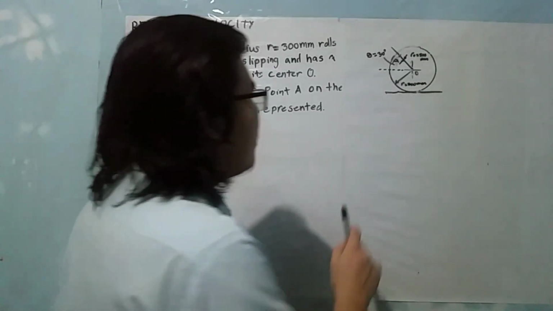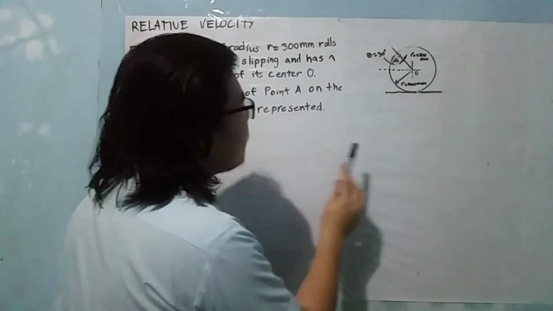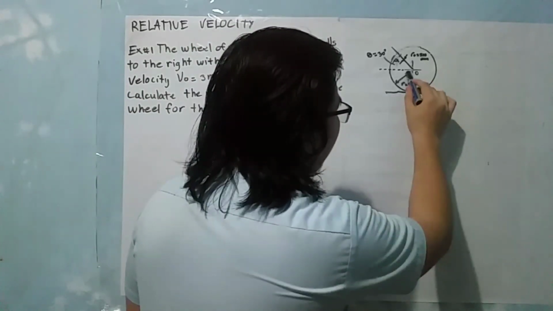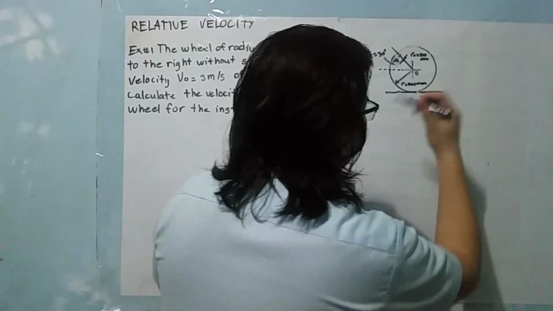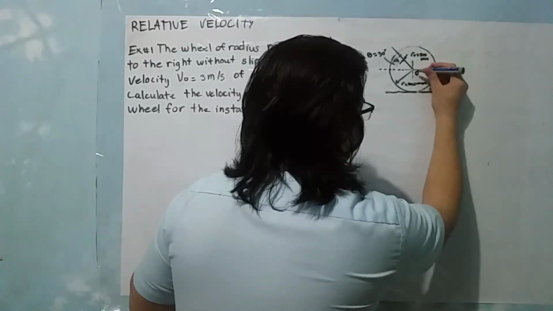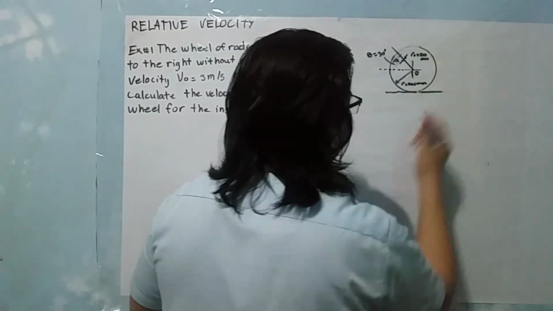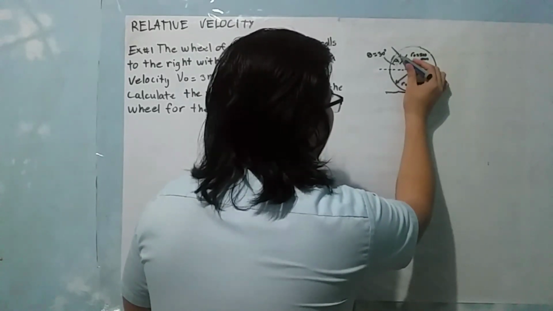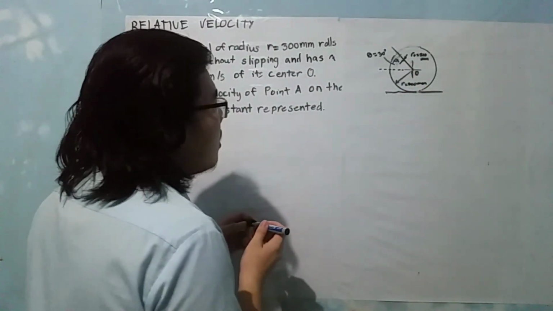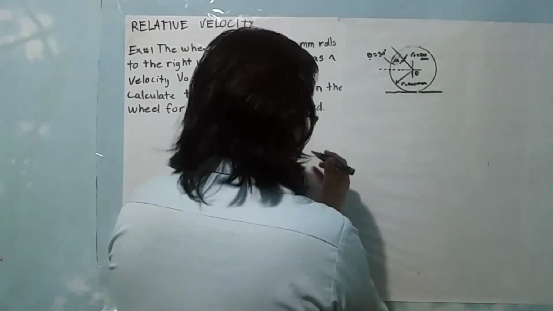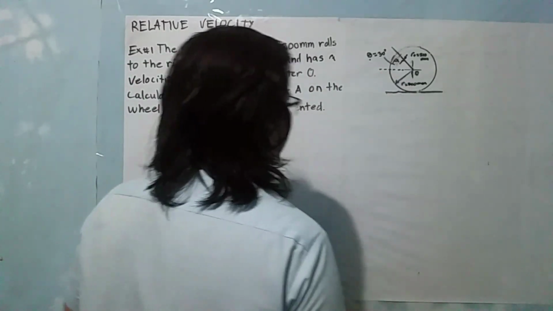So we have here our figure for example number 1. As you can see, we have a radius of 300 millimeters and this is our point O. Point A is located here with an r sub o equal to 200 millimeters. And we also have a theta of 30 degrees.